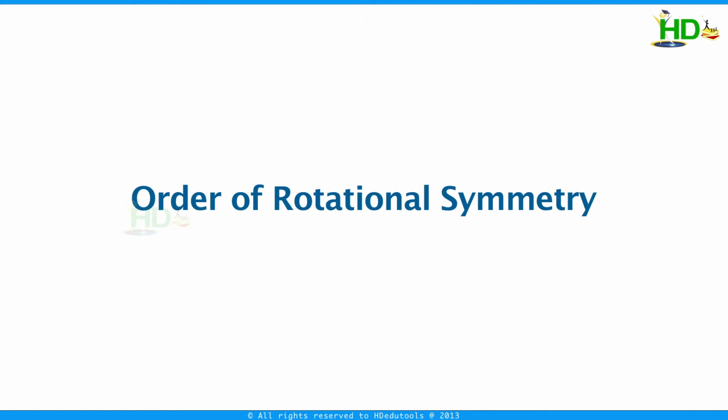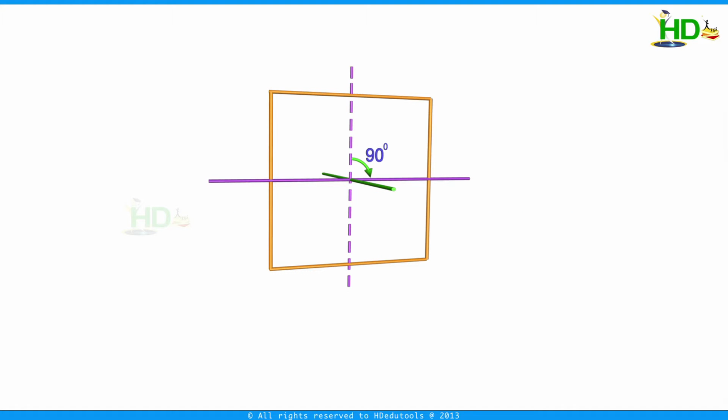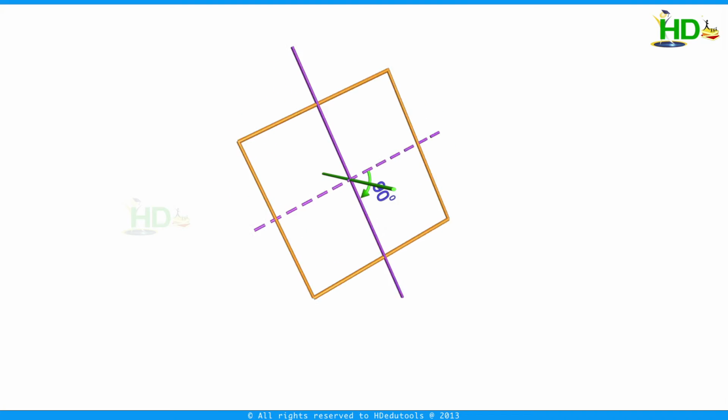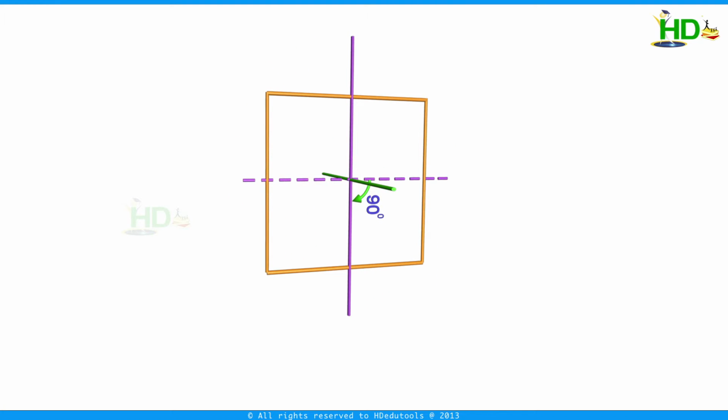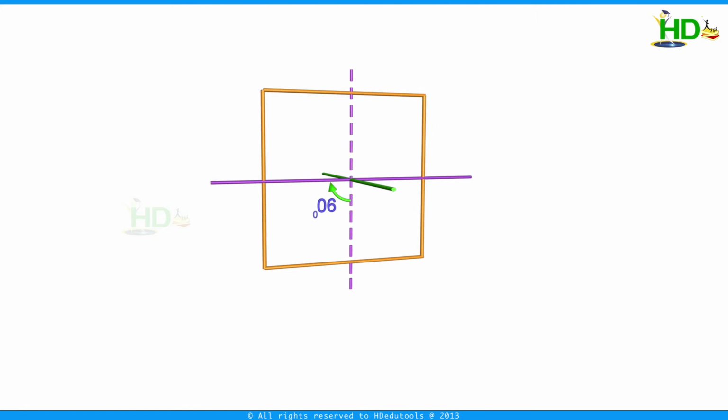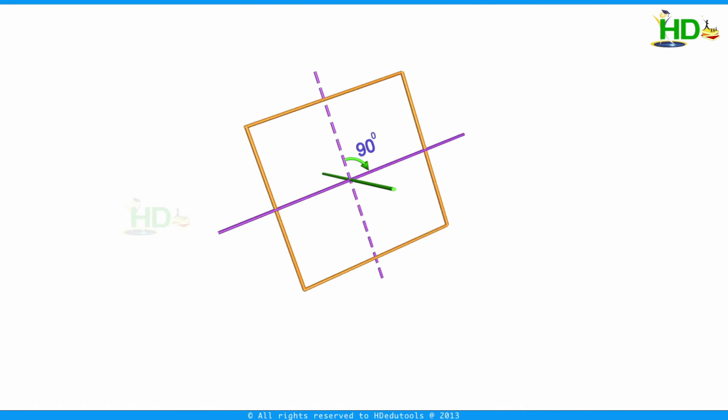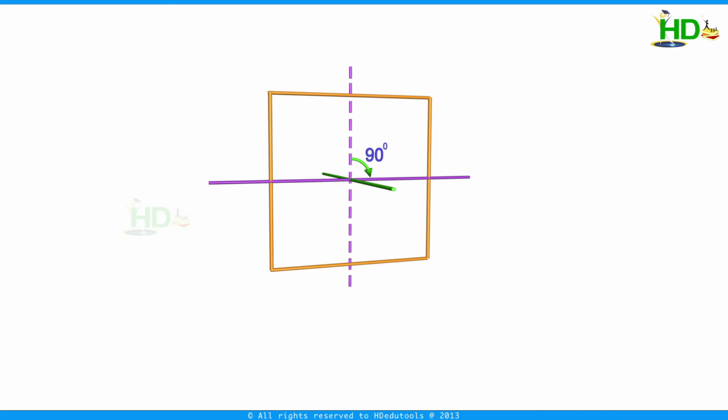Order of rotational symmetry. The angle of rotational symmetry for a square is 90 degrees. Already we know that. If this is rotated by an angle of 90 degrees, we get the symmetry. And rotating by 360 degrees, we are getting 4 times symmetry. Therefore, we can say the square has rotational symmetry of order 4.